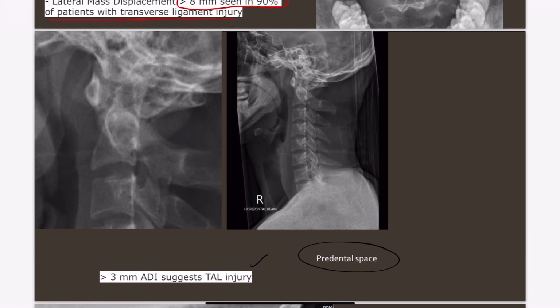Predental space: here is the anterior arch. Here is a dens, the dens of C2. This is C2, this is the dens of C2. And if the distance between these two is more than 3 mm, then there is a fracture of C1.